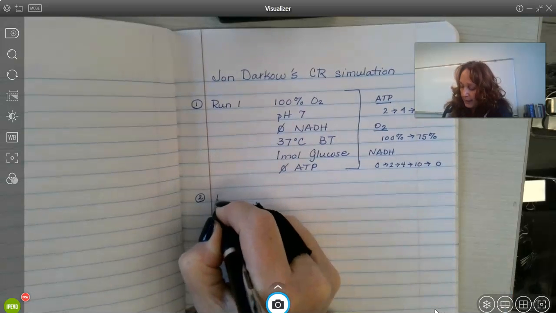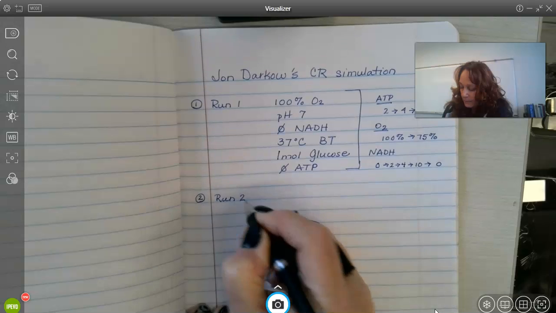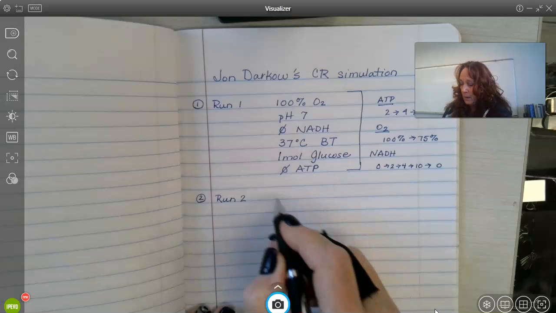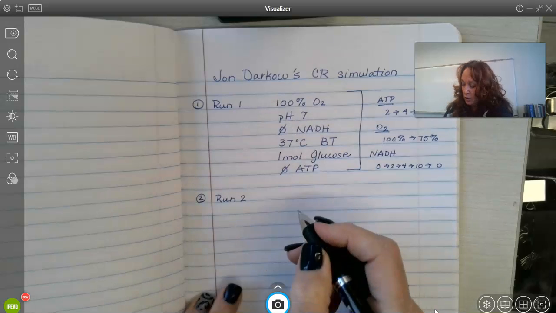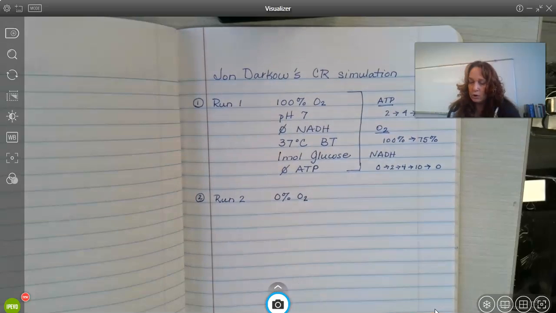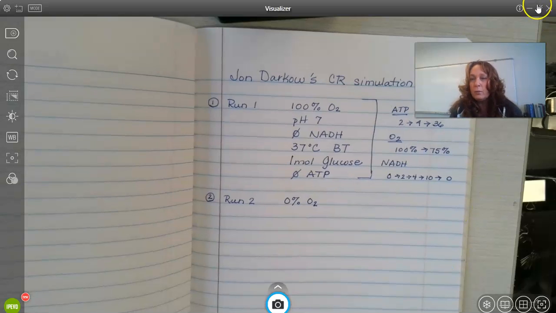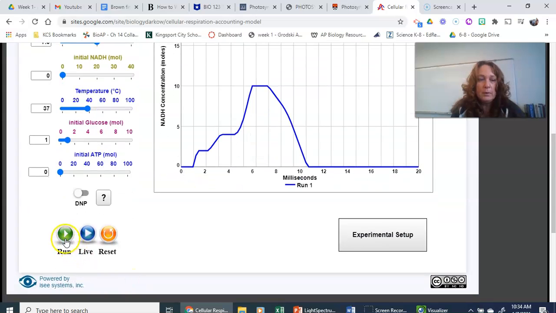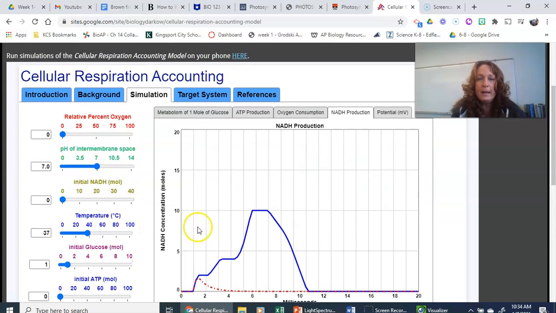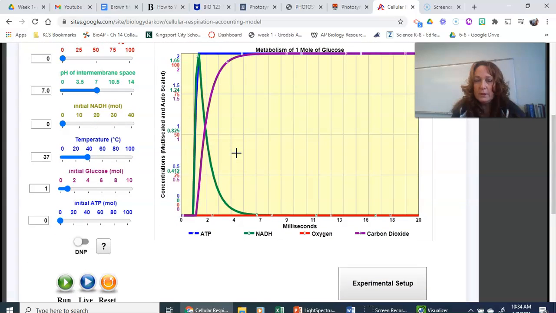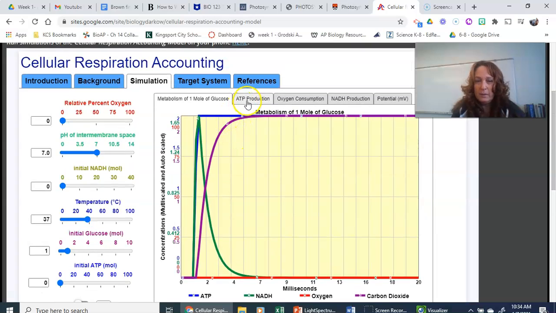Then I'm going to run it again, and I'm going to just put what I changed. I'm only going to change one thing. So in this one, let's just have 0% oxygen. Let's change that. It's going to leave my run 1 so I can see what the difference was. So I'm going to change it to 0 and run it. And now I'm going to be able to see the difference.